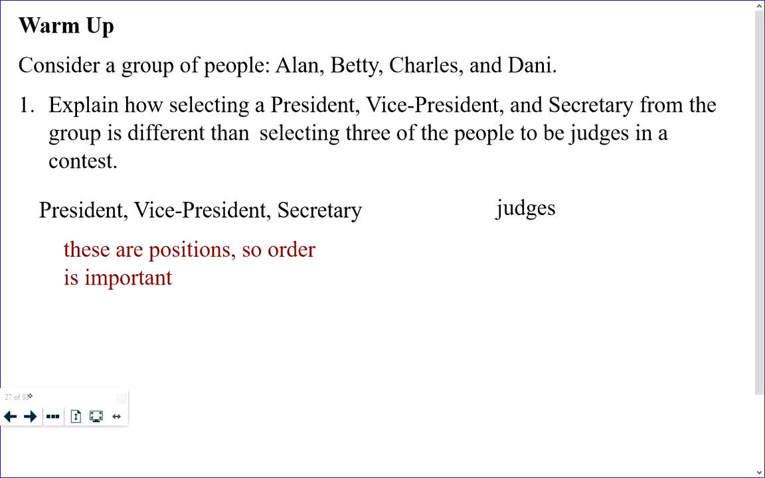And I'm going to give you some illustrations here of specific selections and arrangements that demonstrate this. Whereas order is not important for the judges.